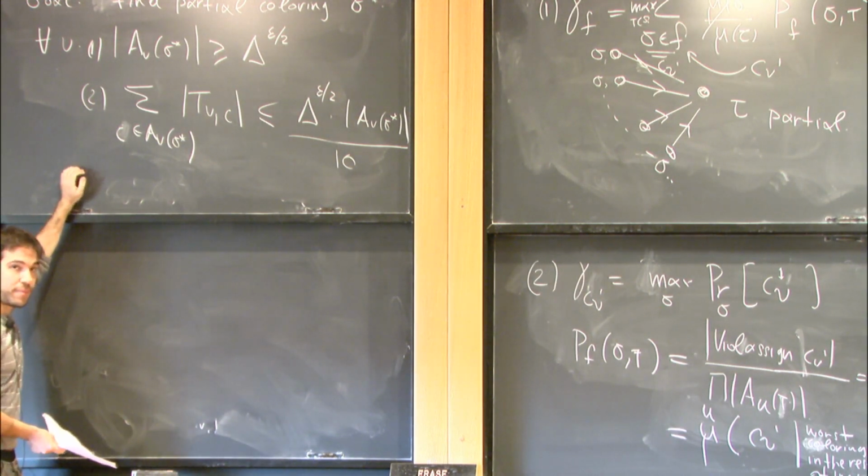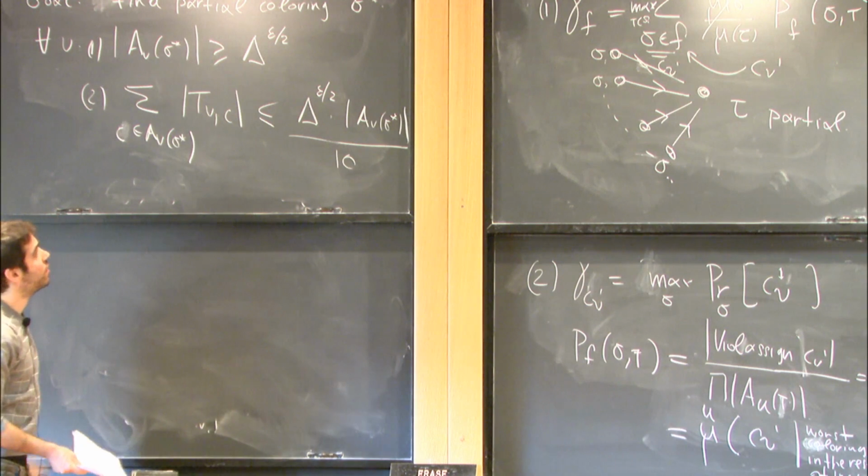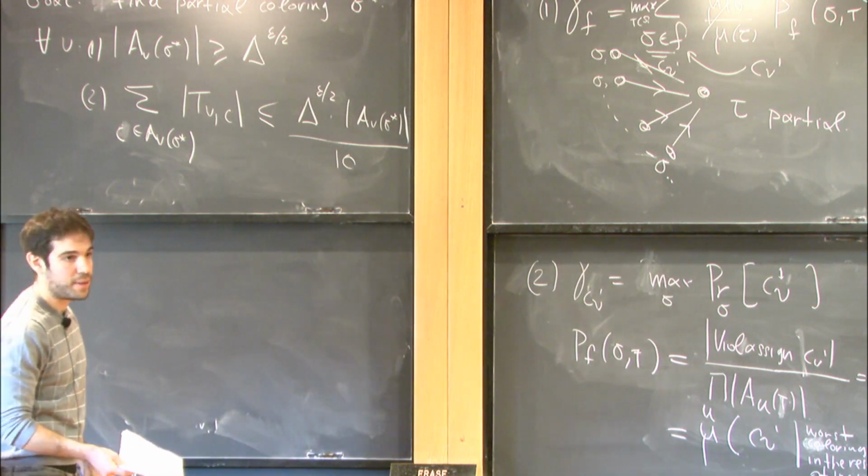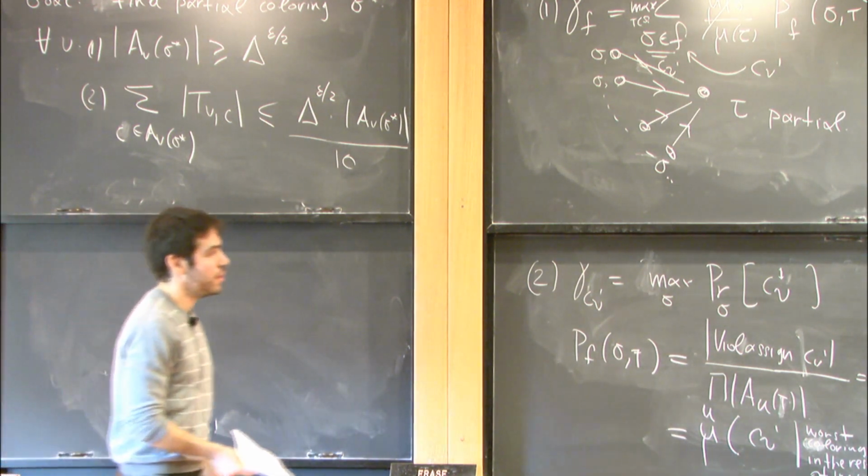Also, write down what TBC is again. I think you erased it. What is TBC? The number of conflicts. But what if you write it down again?